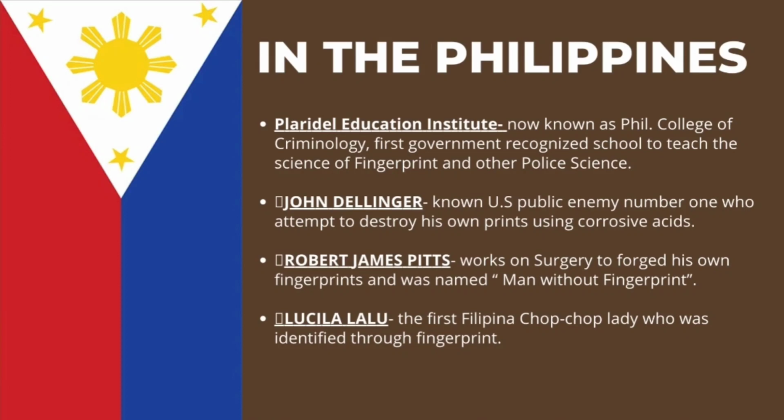What Mr. Dillinger did was put acid on his fingers, and after several months the fingerprint developed and the same pattern appeared on his hand. We have also Robert James Pitts, who underwent surgery to forge his own fingerprint and was named the man without fingerprint. Another personality, Lucila Lalo, the first Filipina gun moll who was identified through fingerprint.